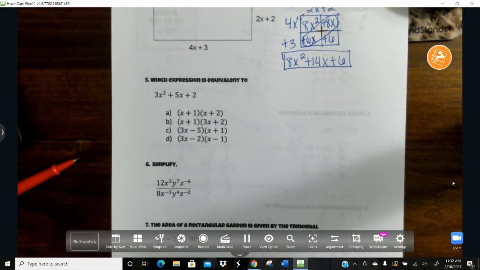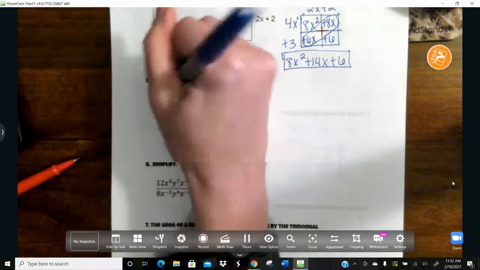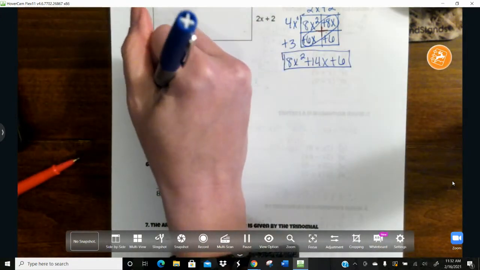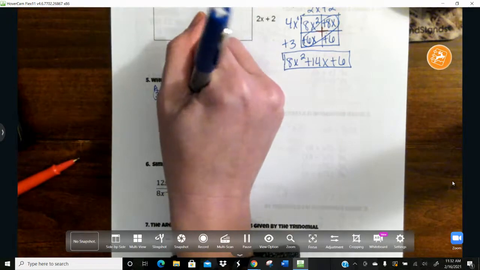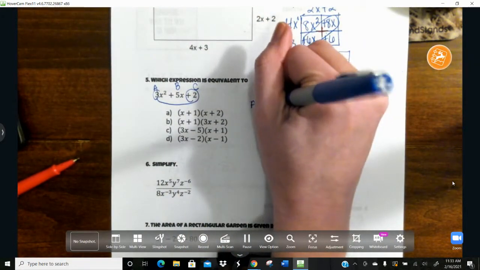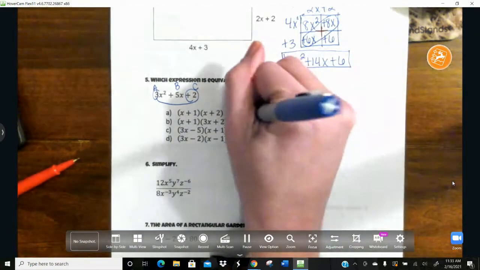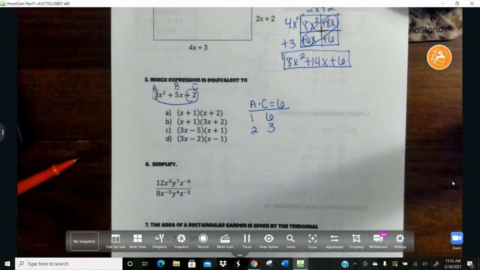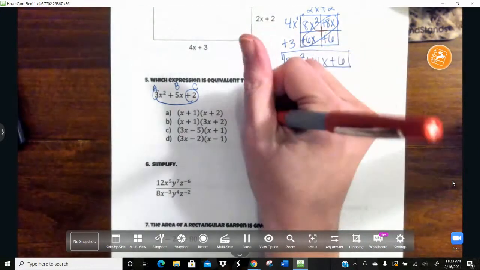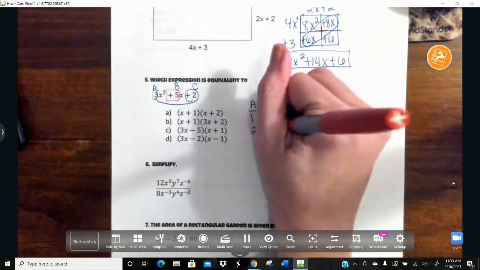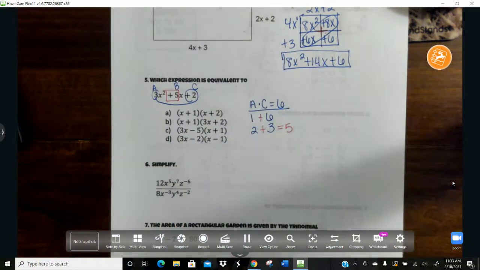Okay, so which expression is equivalent? So I'm going to go ahead and label A, B, C. I'm going to multiply A times C. So A times C is 6. So my factors of 6 are 1 and 6, 2 and 3. Everything's positive, so I'm going to add and try to get a positive 5. So 2 plus 3 is 5.